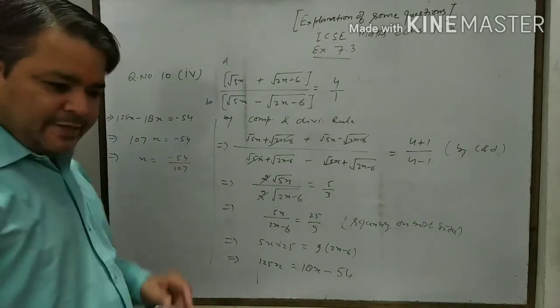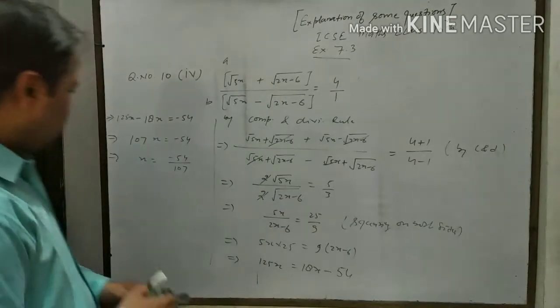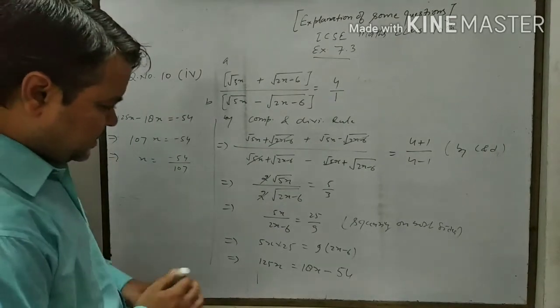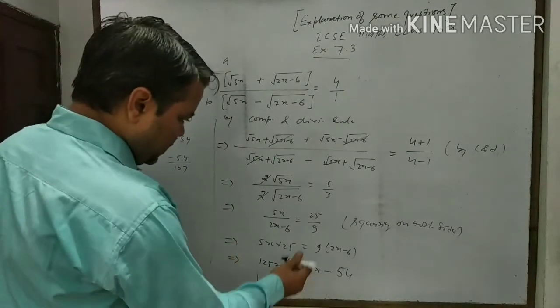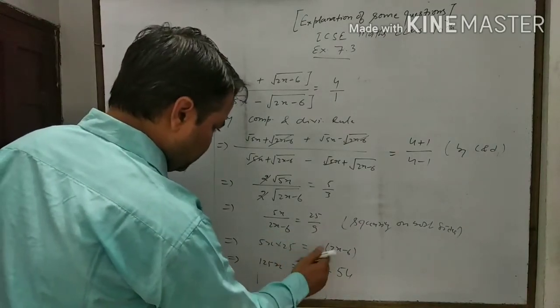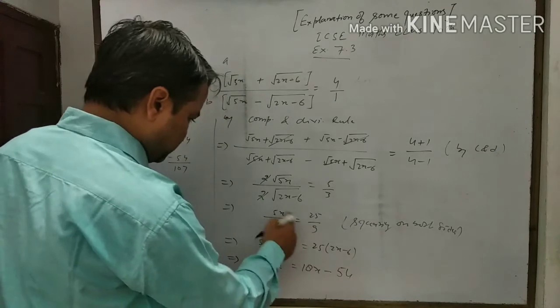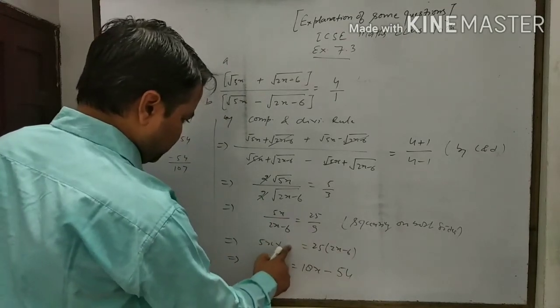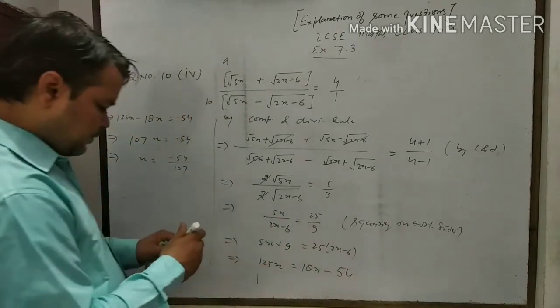Here it is negative, it means there is some problem. Where is the mistake? Mistake is here. Wait. Here 25 will be multiplied by this, and this will be multiplied by 9. This is the mistake.